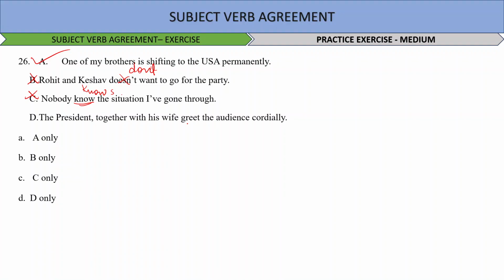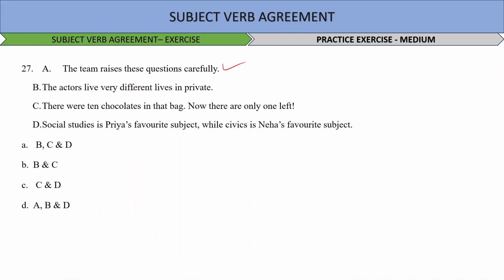Okay, the team raises these questions carefully. The actors live very different lives in private. Okay, there were 10 chocolates in that bag. Now there is only one left. Social studies is Priya's favorite subject, while civics is Neha's favorite subject. Is will be used with the subject even if it has the suffix s. So the only appropriate sentences here are options A, B, and D. So A, B, D is option number D. Next question.